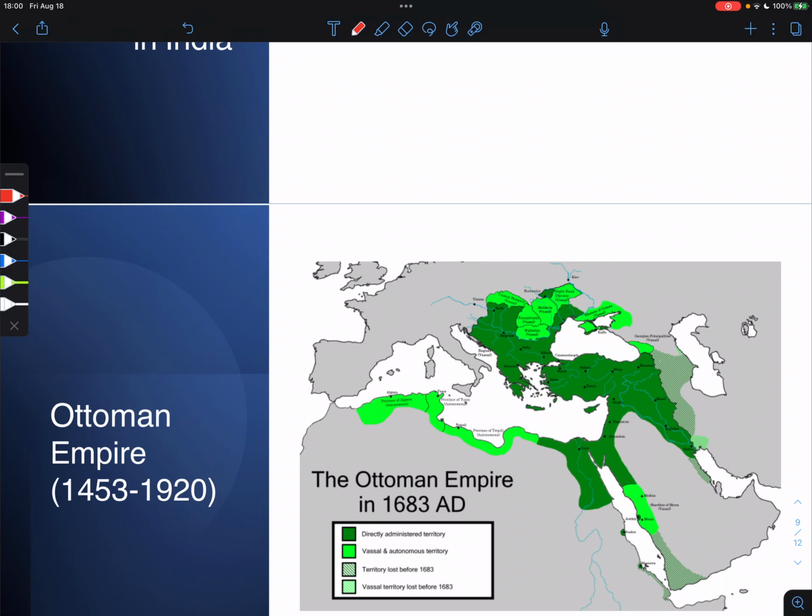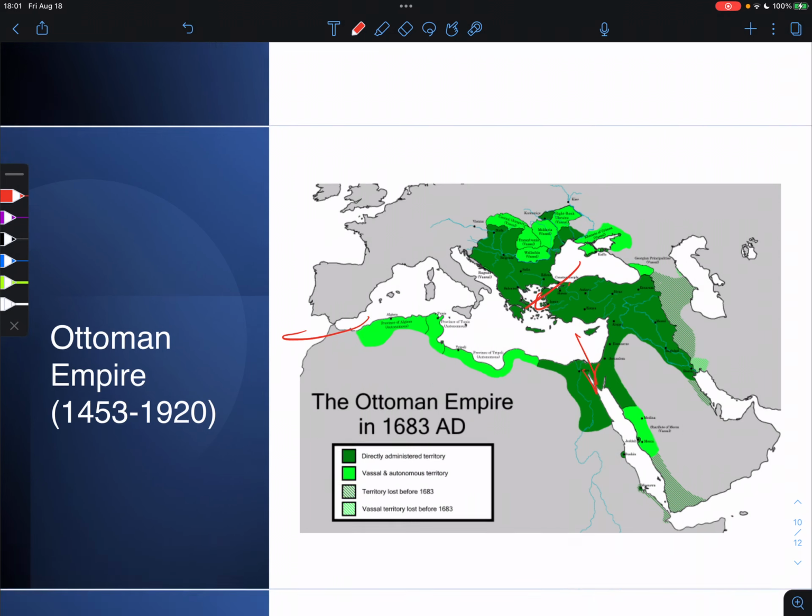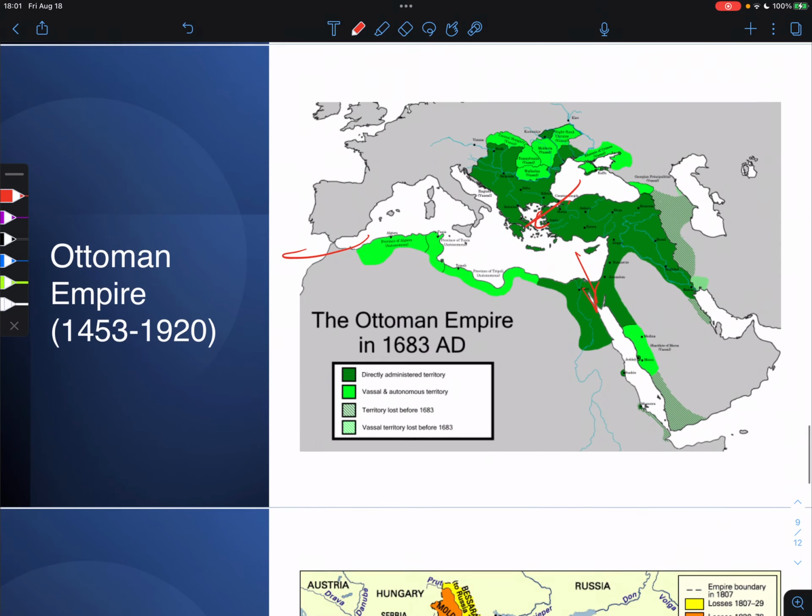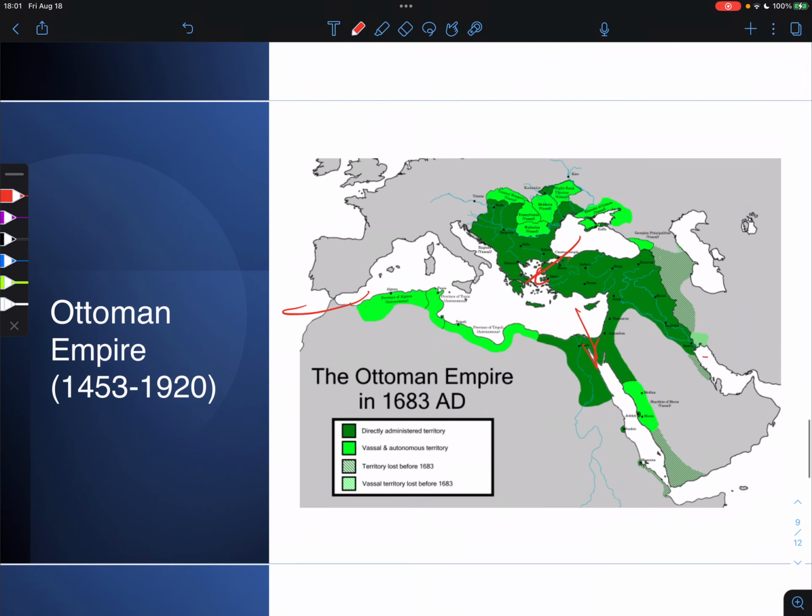So in order for the British and the French to get here, for instance, they had to disassemble the Ottoman Empire. This is the Ottoman Empire at its greatest extent, right?